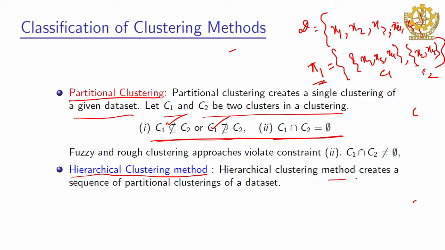Hierarchical clustering method creates a sequence of partitional clusterings of the data. That means each pi i will be a partitional clustering, but it will produce multiple clusterings. Let us say this is pi 1. So, it produces pi 1, then it produces pi 2, then pi 3, and each pi i is a partitional clustering.